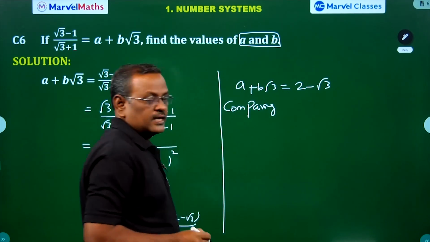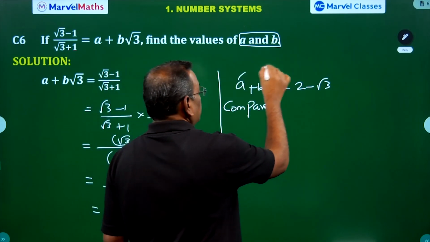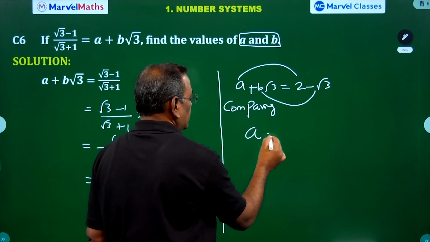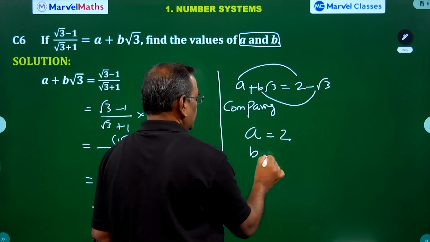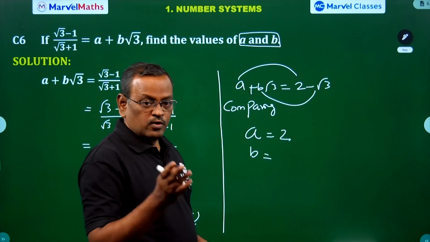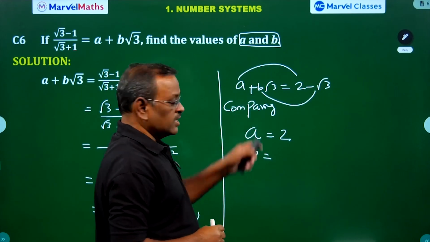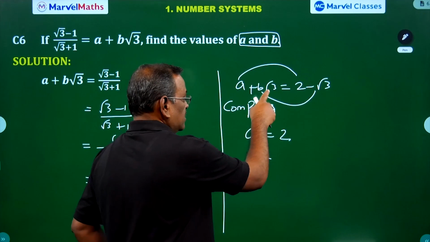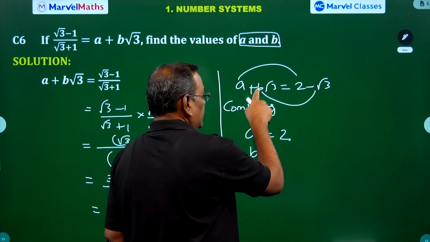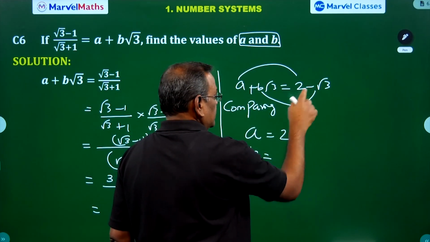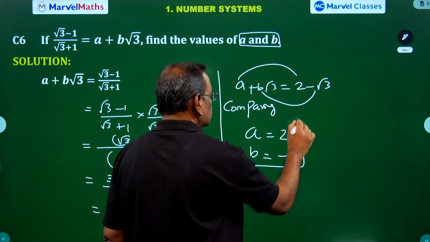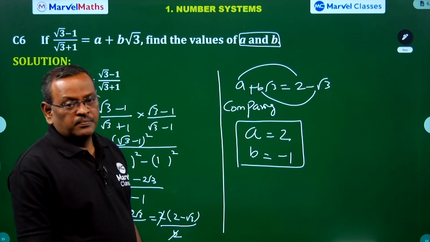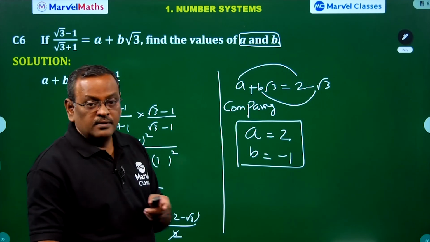so what is the integral part? A is the integral part and b is the coefficient of the irrational part. A equal to 2 and b equal to, and don't write root 3, the coefficient of root 3. B is not the second term, b is the coefficient of the second term. What is the common factor? Root 3. Here it is b and there that is minus 1. So practice similar sums to get more marks.